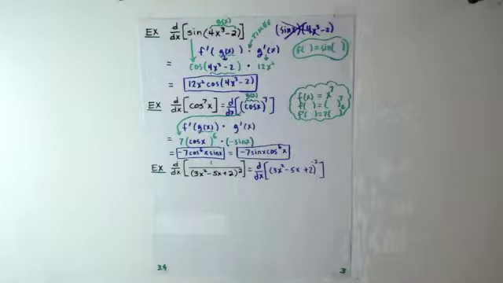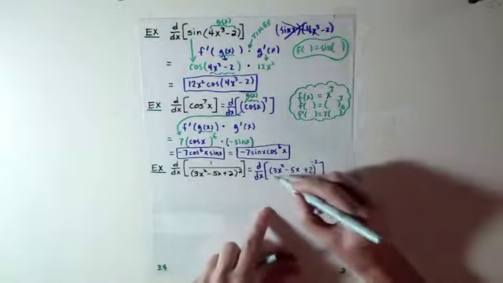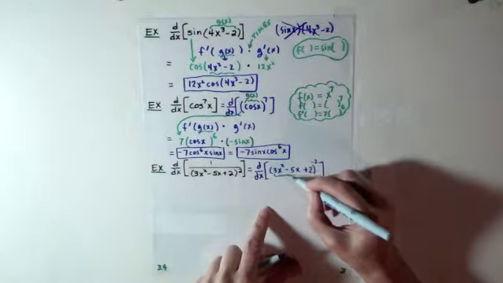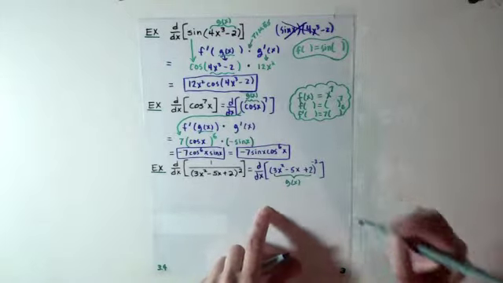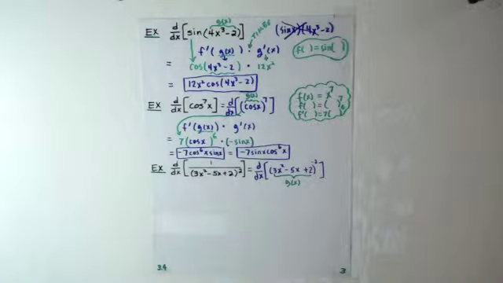Okay, so let's go ahead and give this a try together. We need to identify what our inner function is first, and I can see that what's inside the parentheses here is 3x squared minus 5x plus 2. That is going to be my g of x.